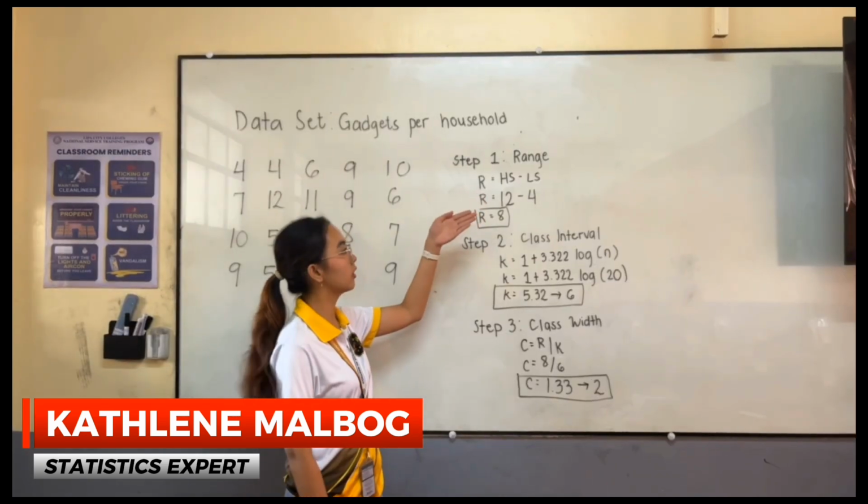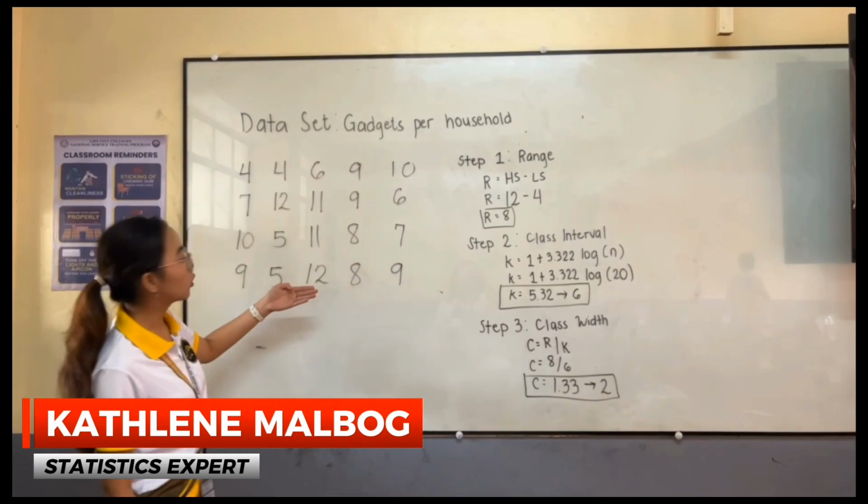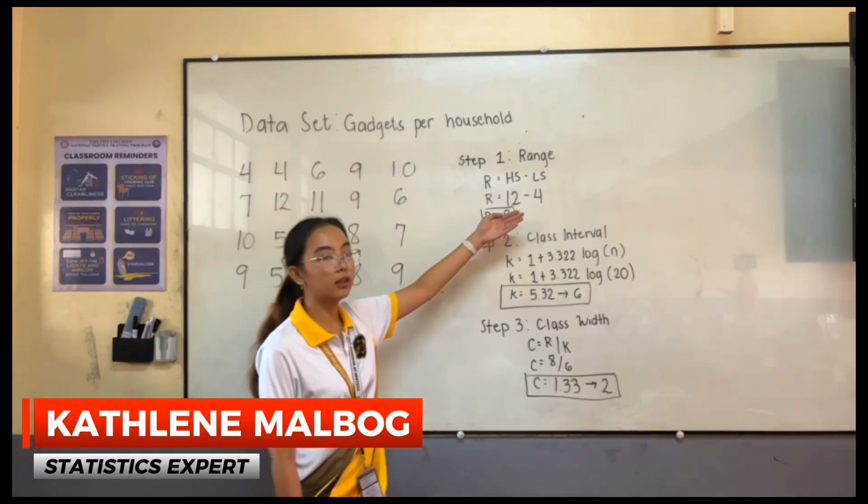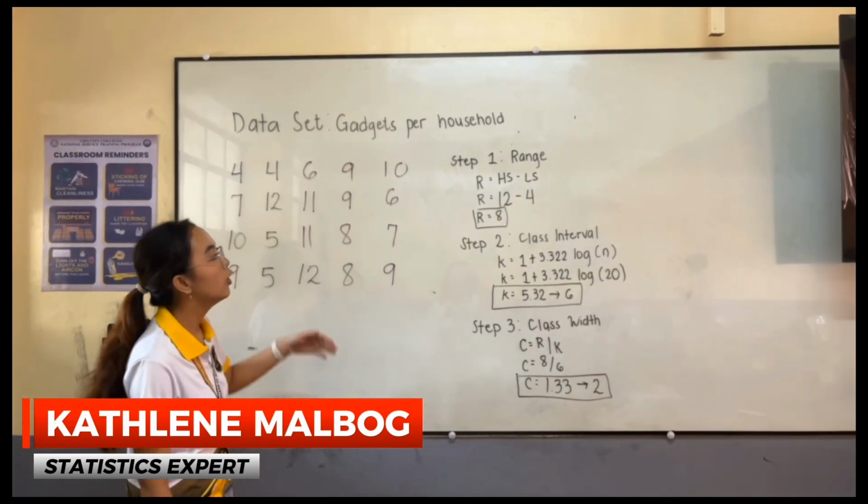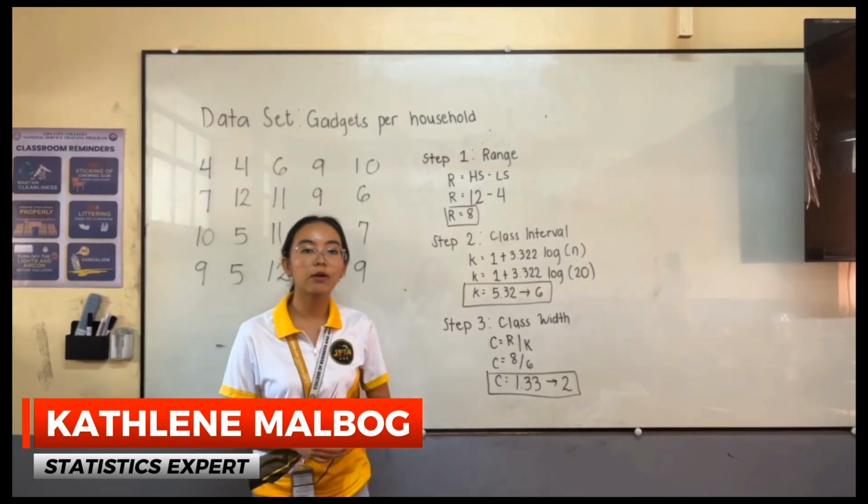So let's just substitute the values. For our highest score, we have 12 in our data set. Then we're going to subtract the lowest score, which is 4. So 12 minus 4 is equal to 8. And therefore, our range is 8.